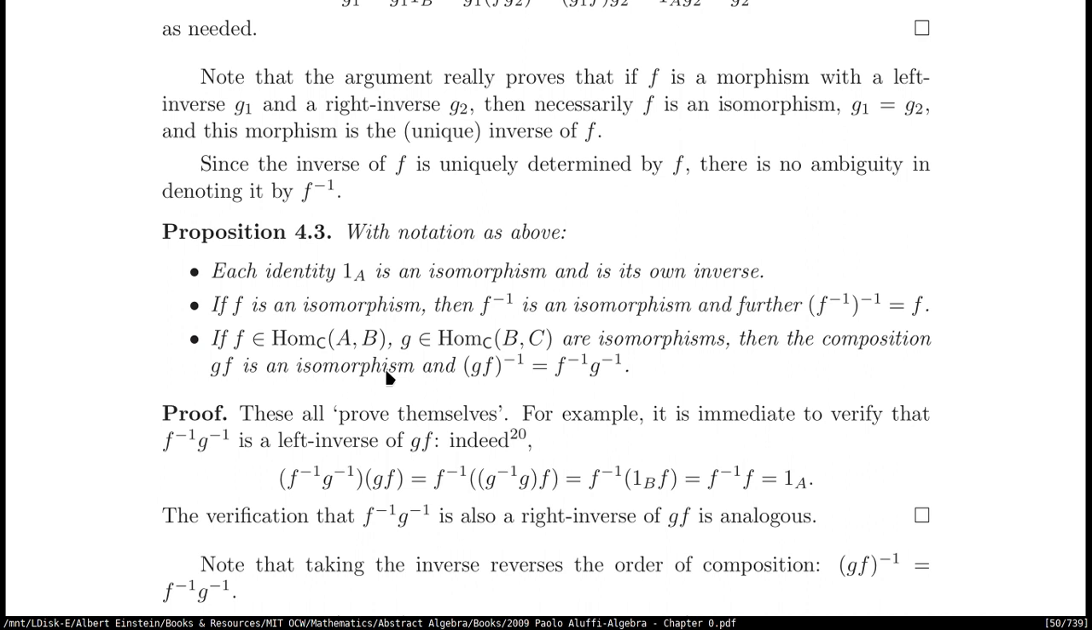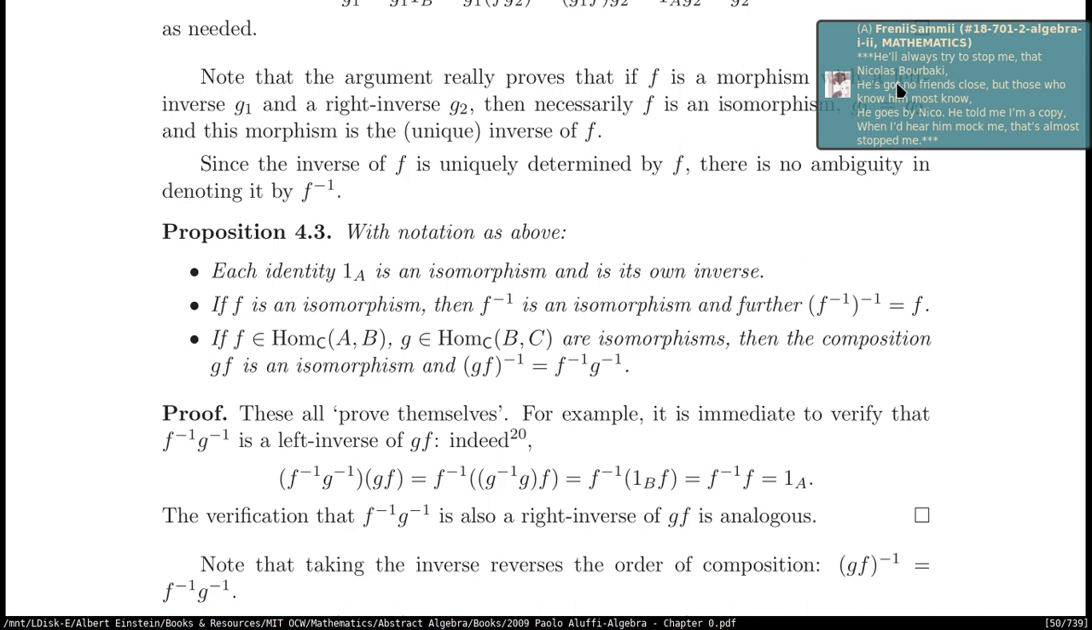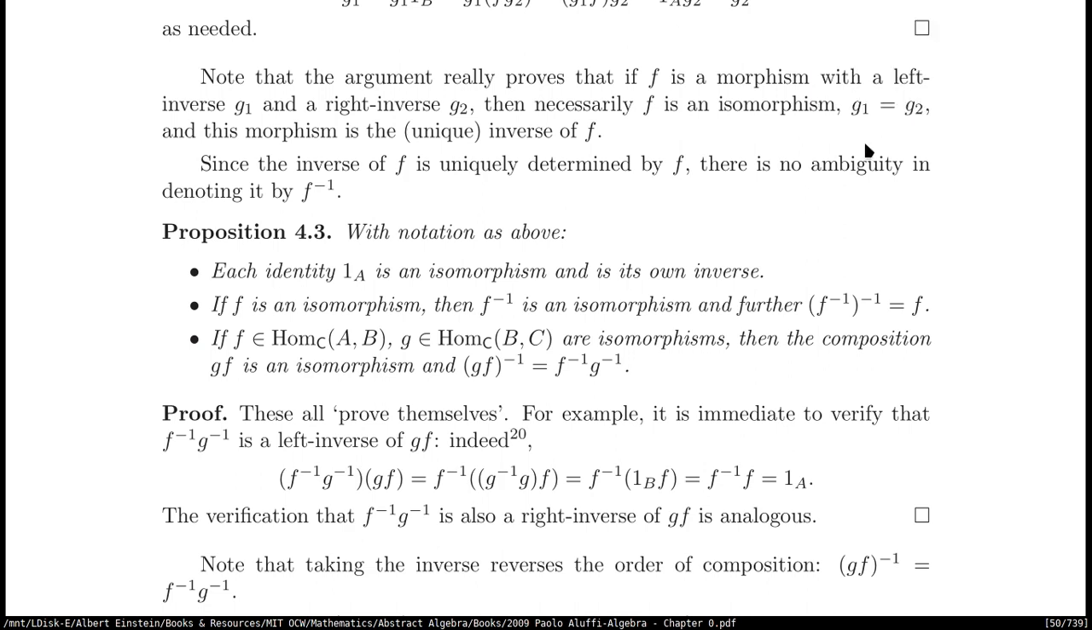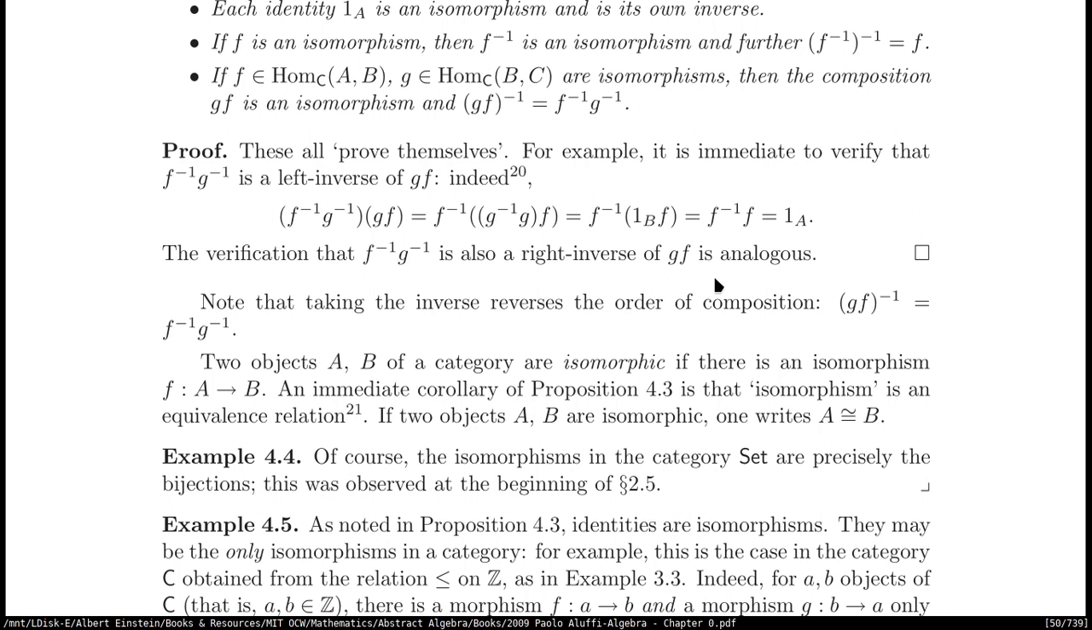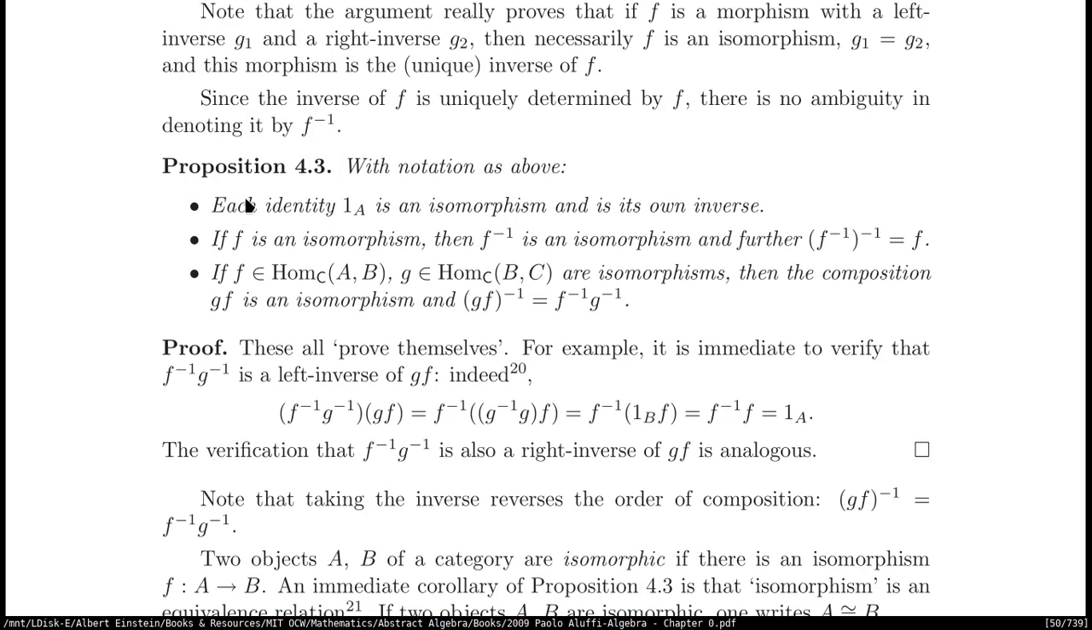Okay, so now we have a proposition that we have to prove. The proposition is kind of straightforward. Each identity is an isomorphism, and it is its own inverse. That's straightforward. Then if F is an isomorphism, then F inverse is an isomorphism too. Further, if you take the inverse of the inverse, you're going to get the isomorphism back.